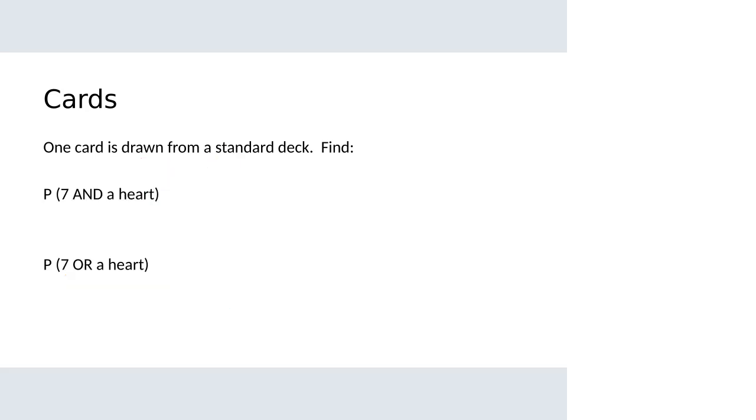Let's try a couple others. We spent some time talking about and or. Here goes. One card is drawn from a standard deck. Find the probability of getting a card that is a 7 and a heart. Please keep in mind here the meaning of the word and. In order for me to have a success, it has to be a 7 and it has to be a heart. Both of those conditions have to be met in order for it to be a success.